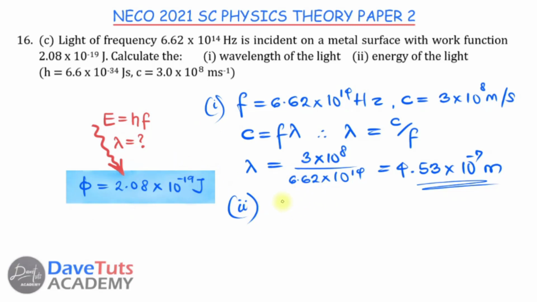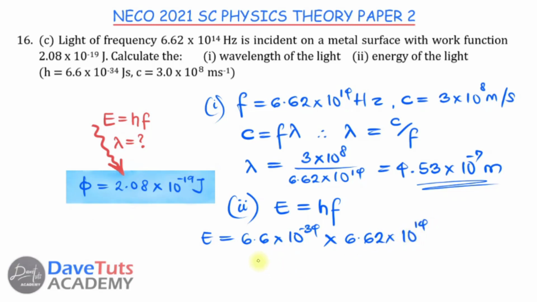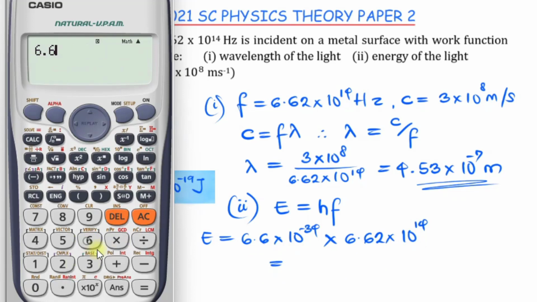and already we have defined that energy is actually the Planck's constant multiplied by the frequency. Do we have the frequency? Yes. Do we have the Planck's constant? Yes, we are given. So that energy is going to be nothing but the Planck's constant, h, 6.6 exponent minus 34, and the frequency 6.62 exponent 14 Hz. Okay, so again, our calculator will be of help to us here. We have 6.6 exponent minus 34 multiplied by 6.62 exponent 14.